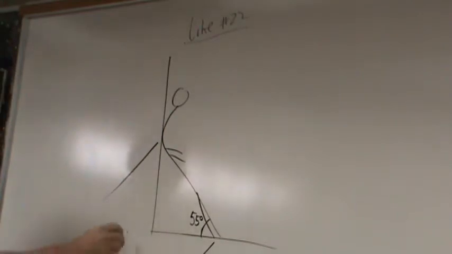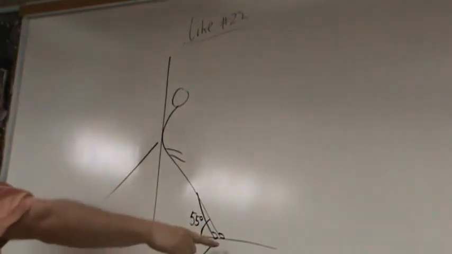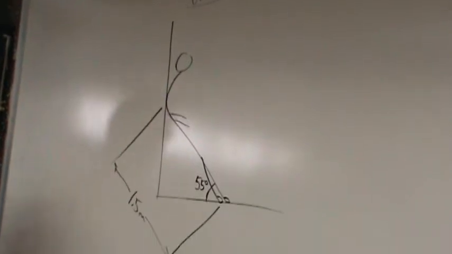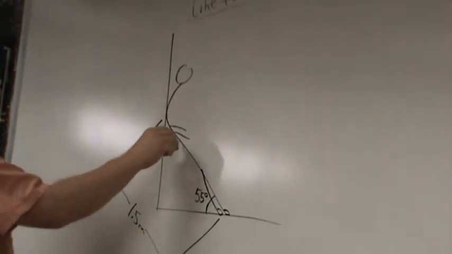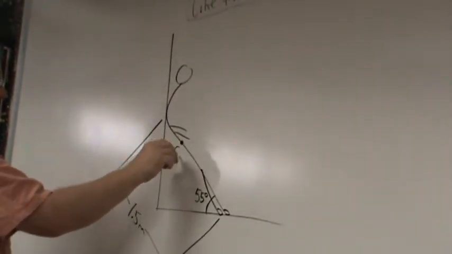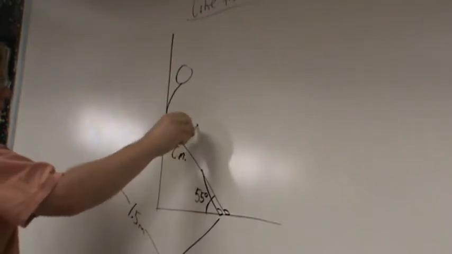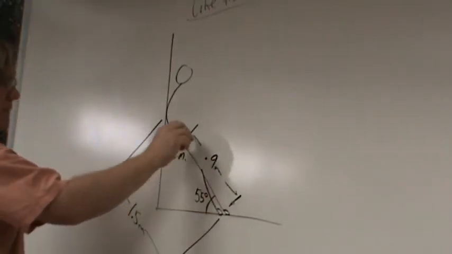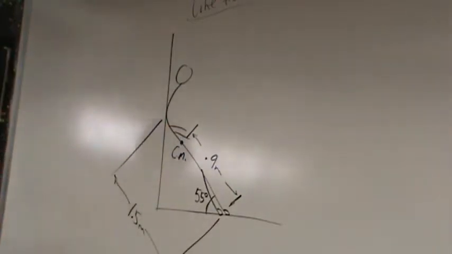This distance from the point where his slouchy back is contacting the wall to where his worthless, good-for-nothing feet are in contact with the ground is 1.5 meters. Okay, and it turns out that the center of gravity, or the center of mass of this guy, ends up being 0.9 meters away from his feet.